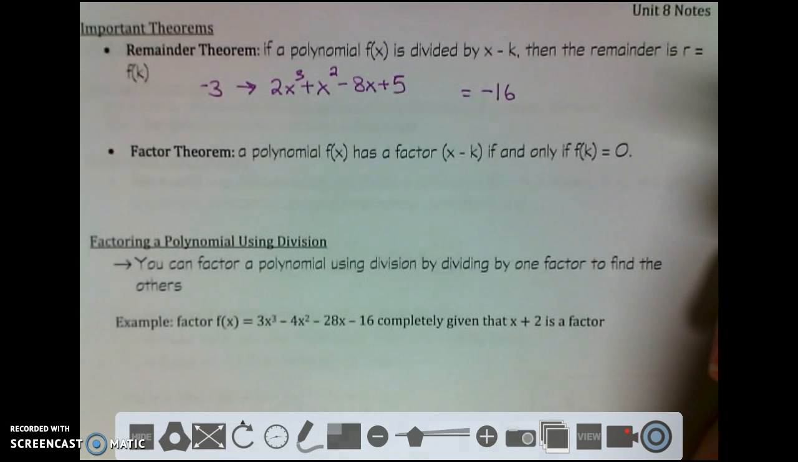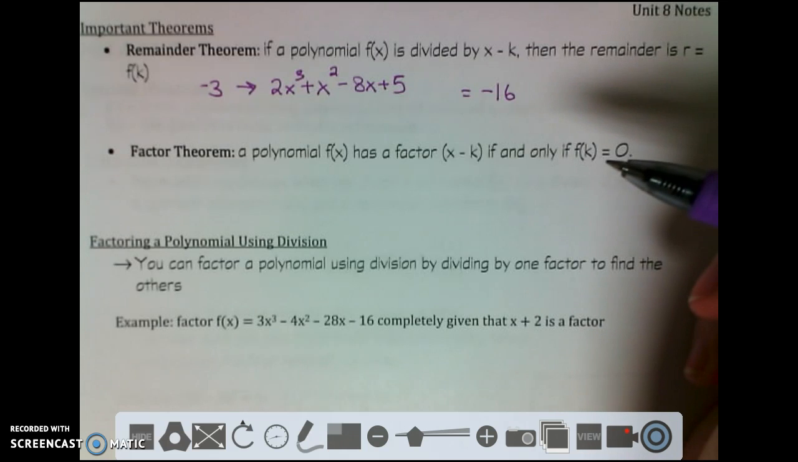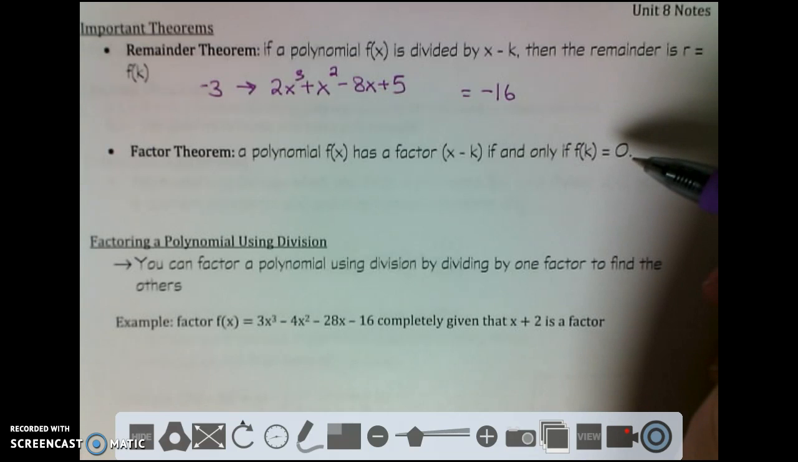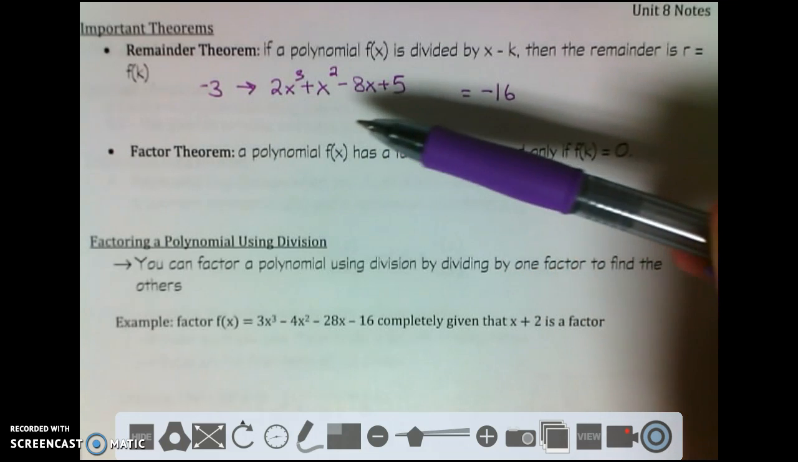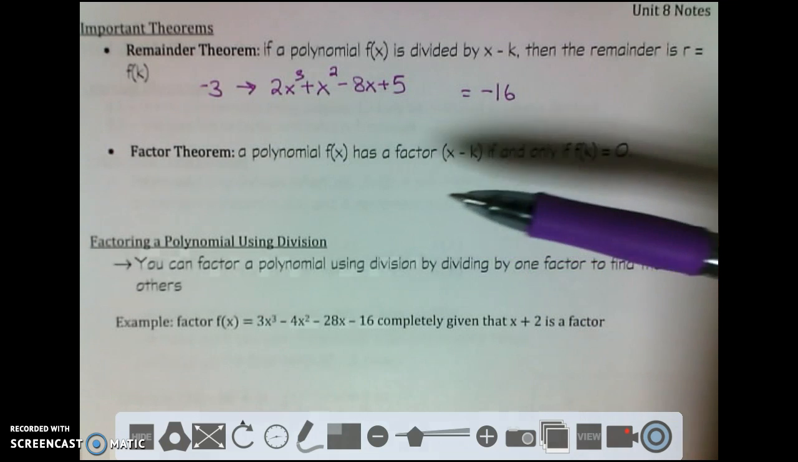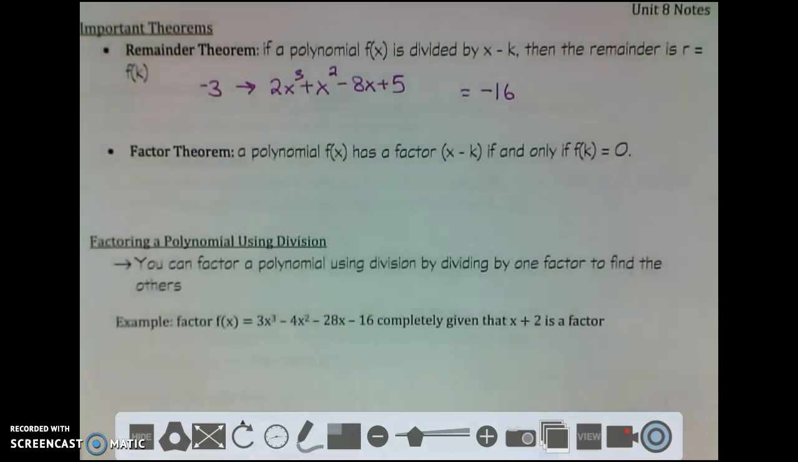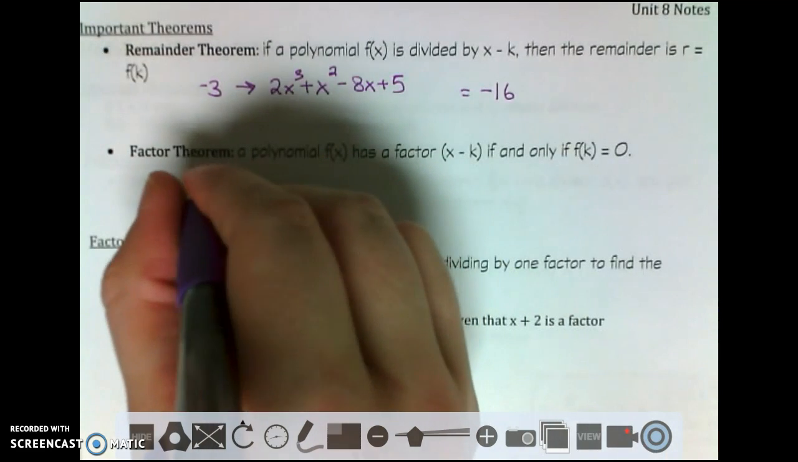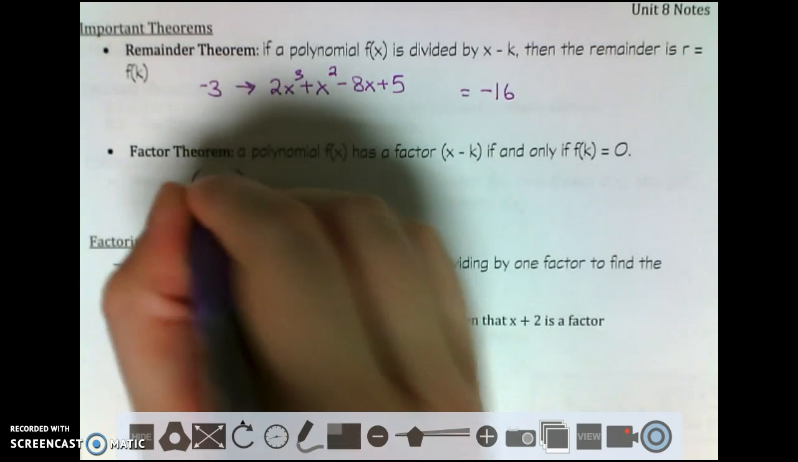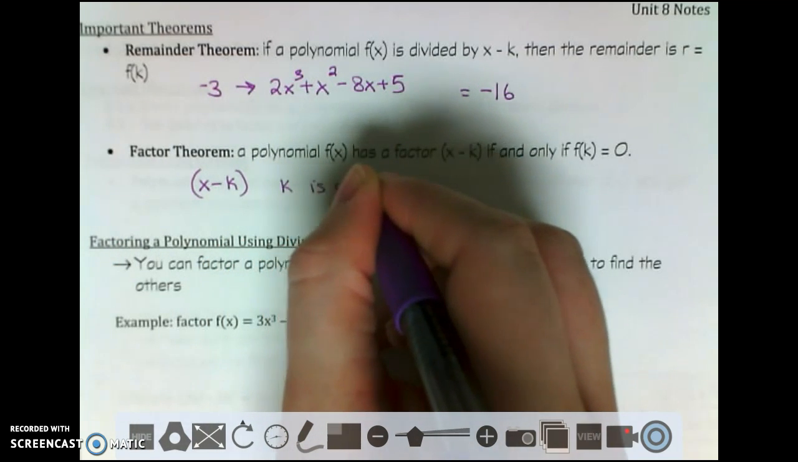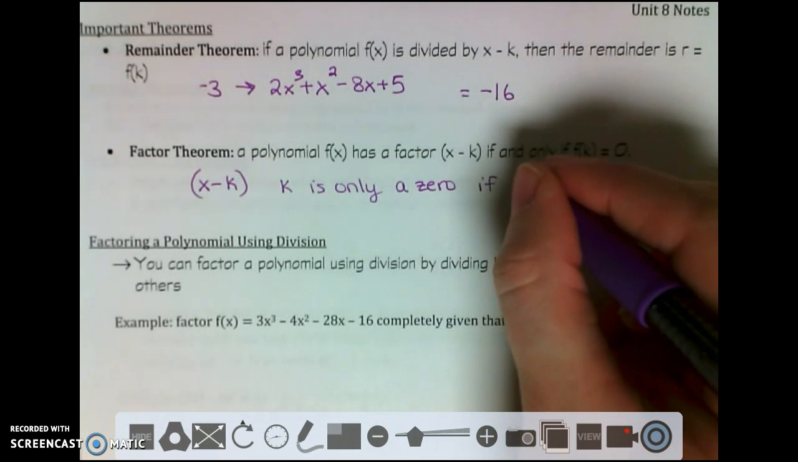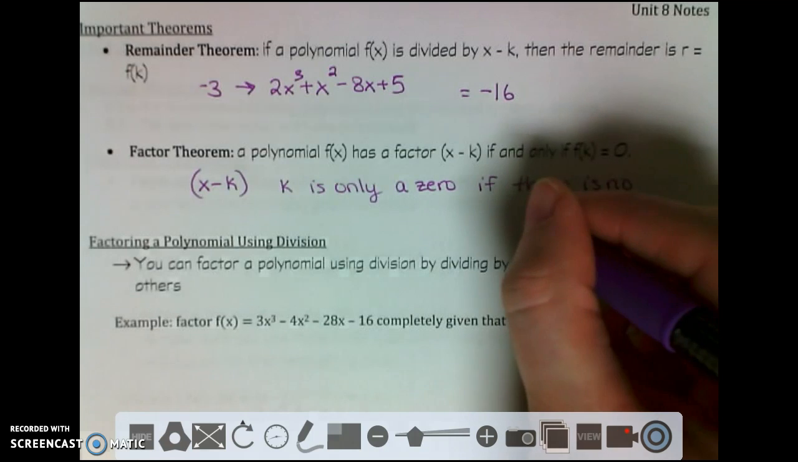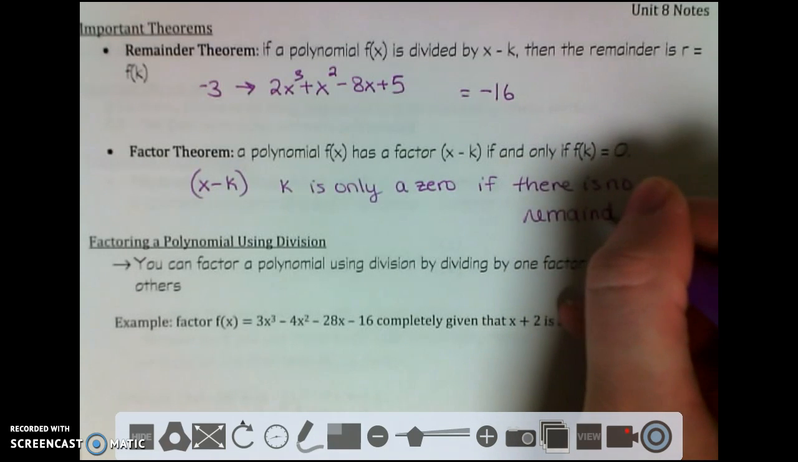Now, the factor theorem says a polynomial f of x has a factor x minus k if and only if f of k is 0. So this -3 is a factor of this polynomial if and only if, when we plug this in, our remainder is 0. So when you have x minus k, k is only a 0 if there is no remainder.